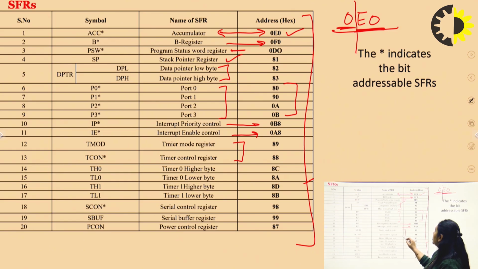Timer modes: there are 2 control registers for timer mode and timer control. There are 4 registers for timer 0 and timer 1. For timer 0, there is a higher byte and a lower byte. Similarly, for timer 1, there is a higher byte and a lower byte. One is the serial control register to control the serial data for serial communication and to control the serial buffer, and next is the power control. We will discuss all the registers one by one, but we have to break this video in 2 parts for sure, because in such a small time we cannot cover all the topics. So there will be a part 2 as well.